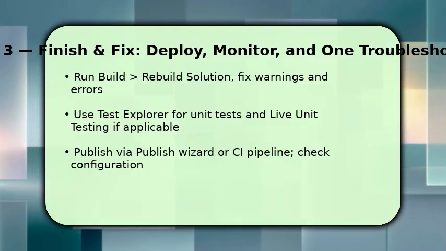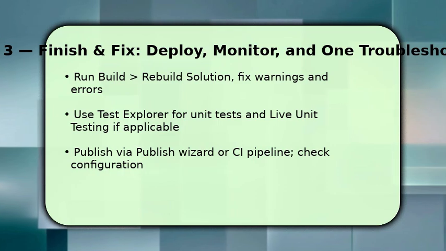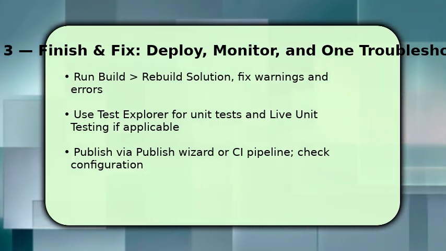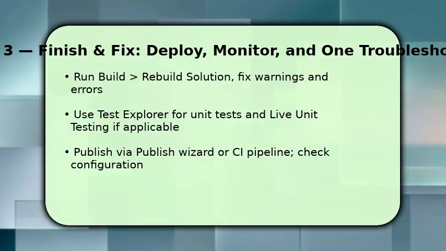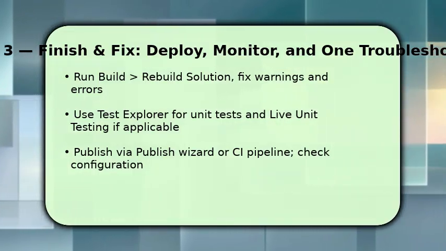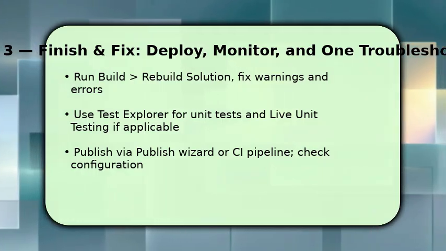Finally, build and validate. Choose Build, Rebuild Solution, then resolve any errors or warnings you find. After that, run unit tests in Test Explorer. Use live unit testing if available to catch regressions as you code. When tests pass, use the Publish wizard to create a deployment or hook up a CI pipeline for automatic builds.